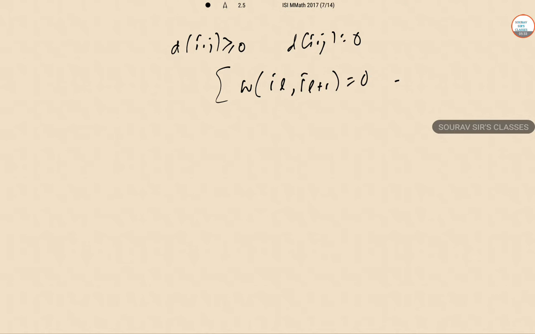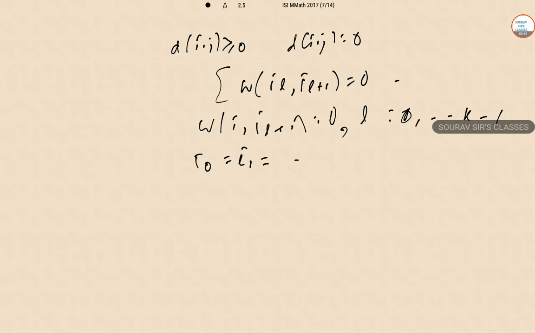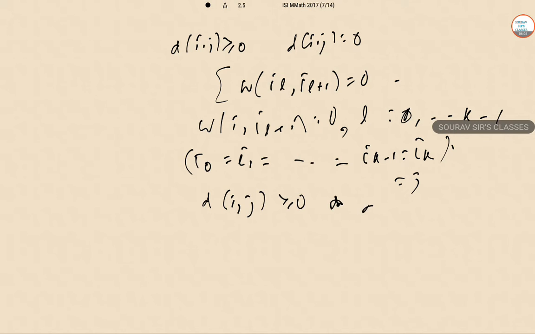So this is the first part. For some path, we also have W(i_l, i_l+1) equal to 0 for l equal to 0, ..., k minus 1. Now from the definition, i0 equals i1 equals ... equals i_k minus 1 equals ik, and that is equal to j. So we have now proved that D of ij is greater than or equal to 0, and D of ij equal to 0 implies i equals j.